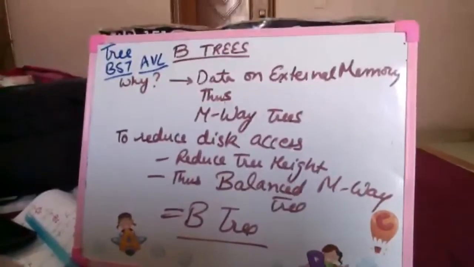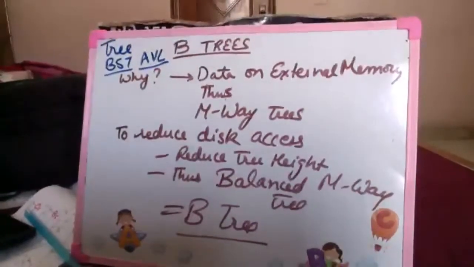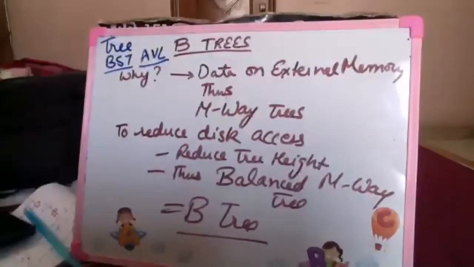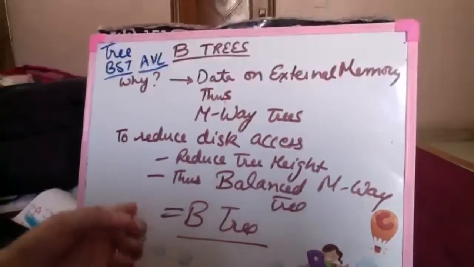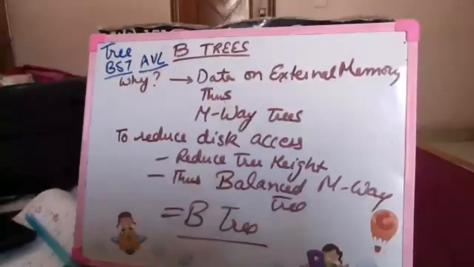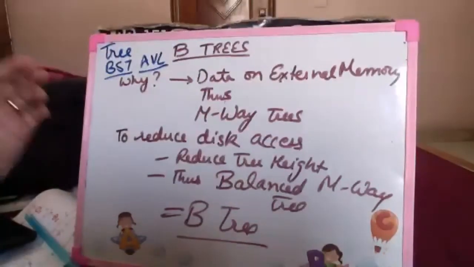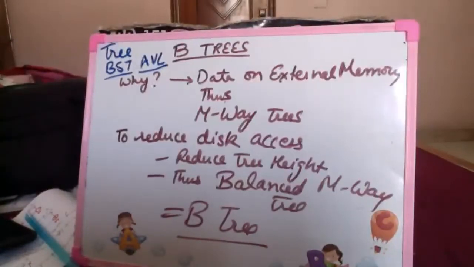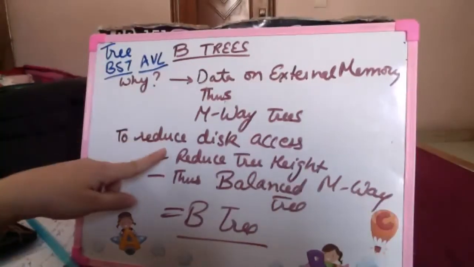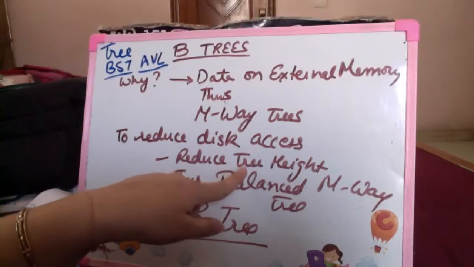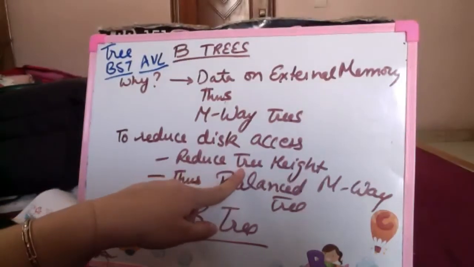So what I was saying was, B trees are required when we have data stored on external memory that is practical on the databases today. In that case, I need to reduce the disk access time. How can I reduce the disk access time? To reduce the disk access time, we reduce the height of the tree by some manner.